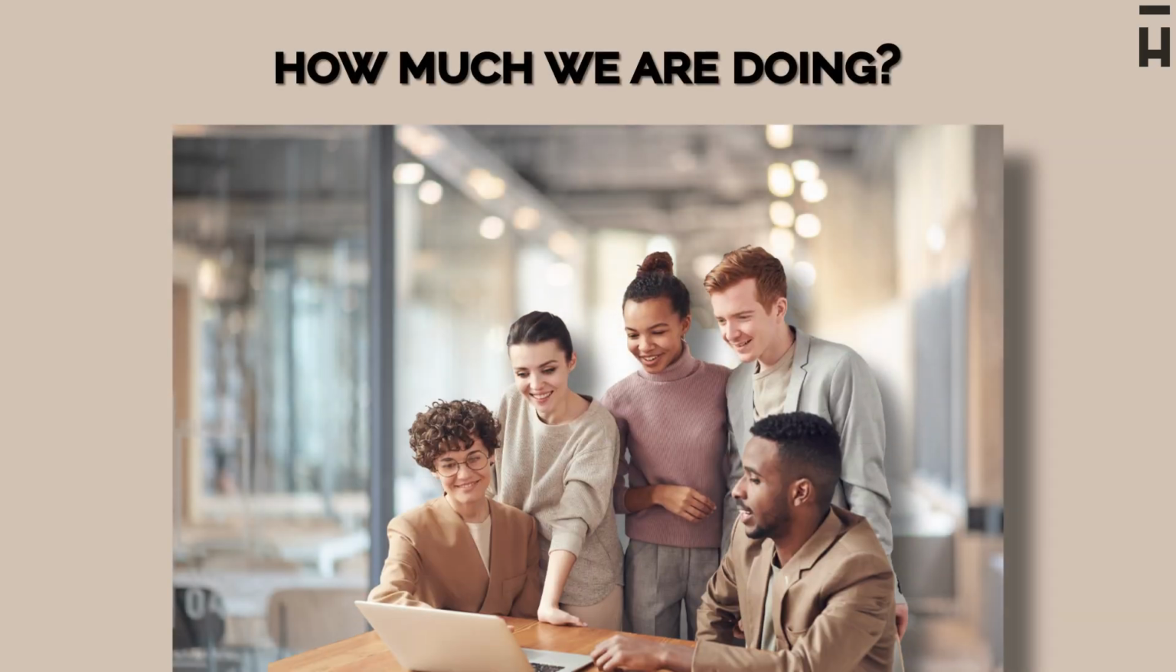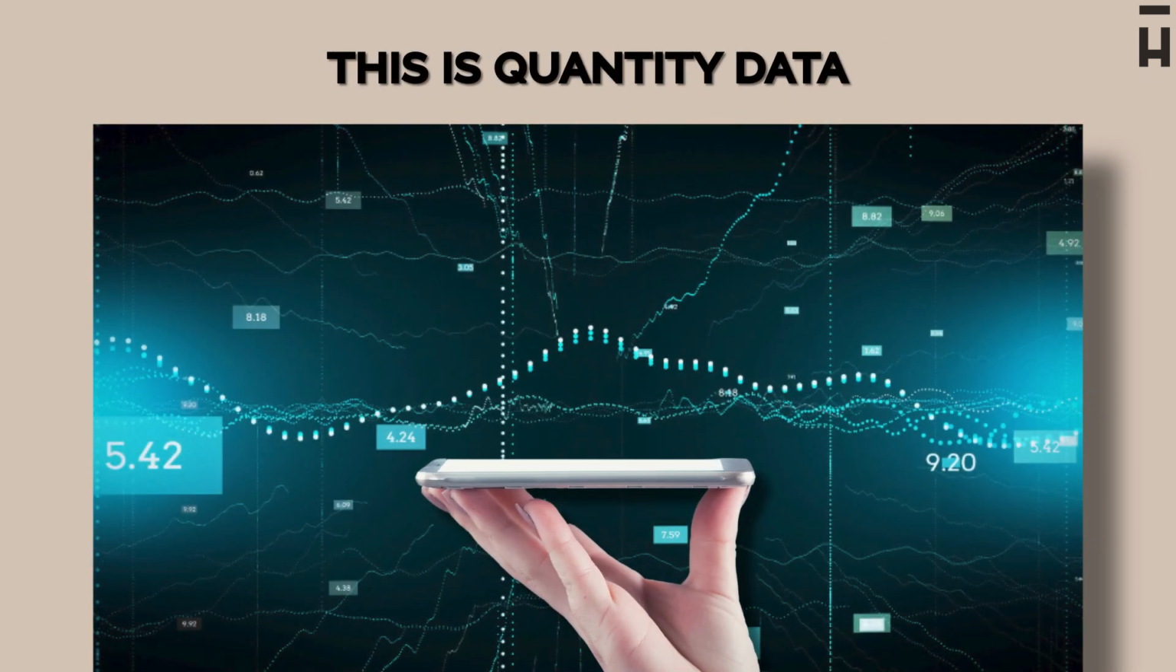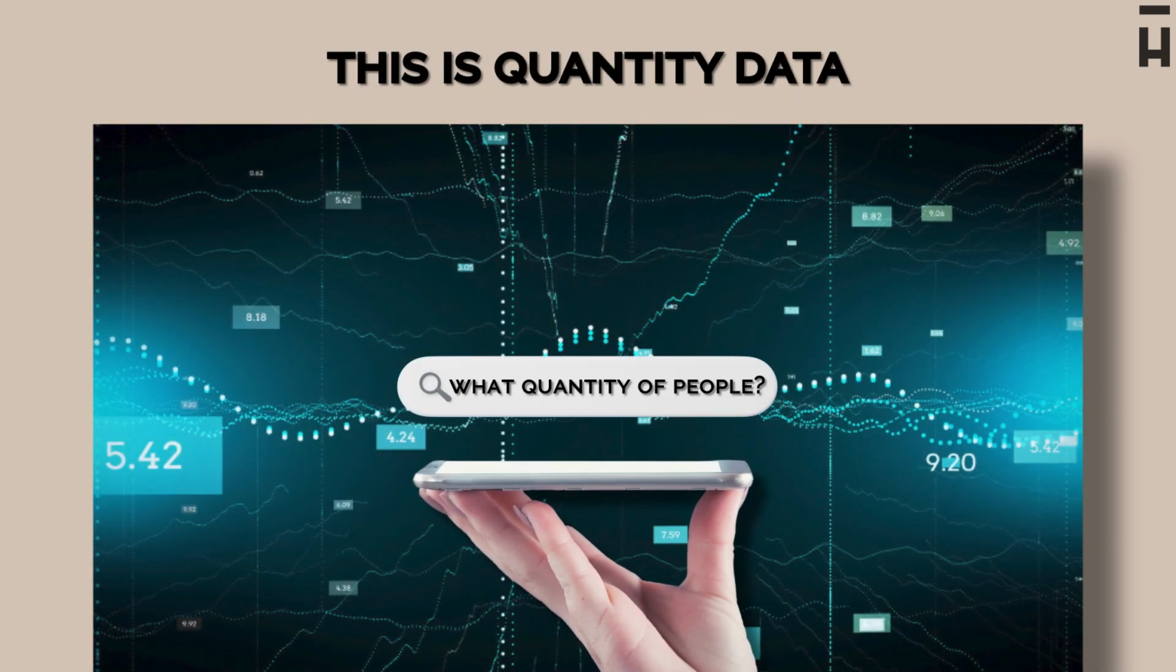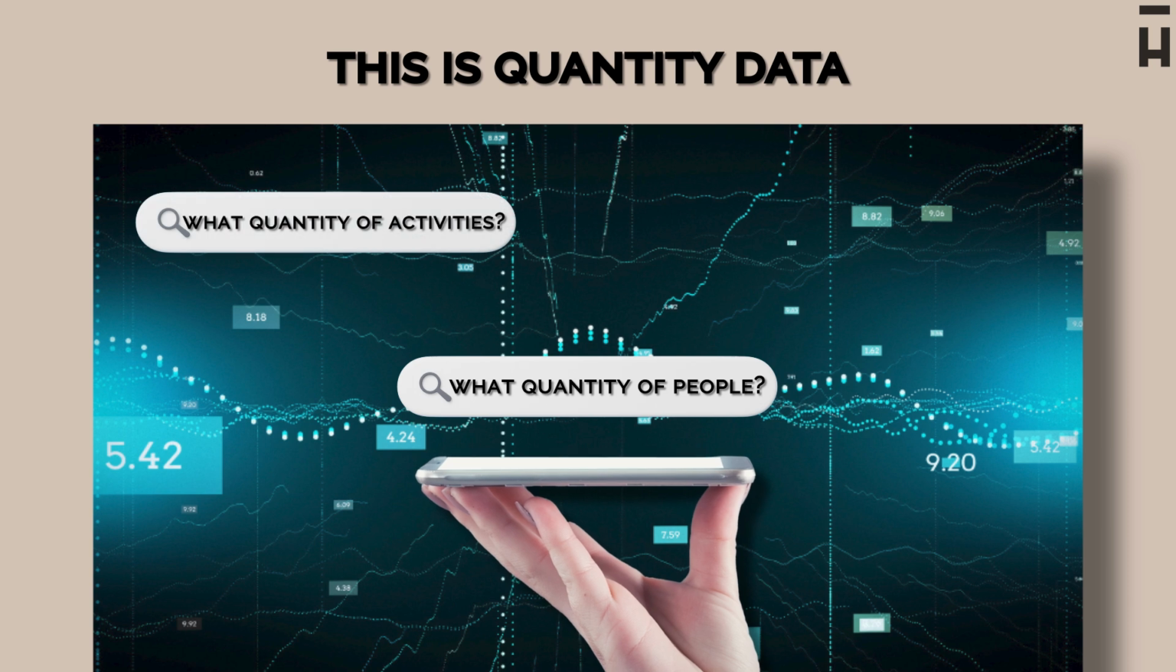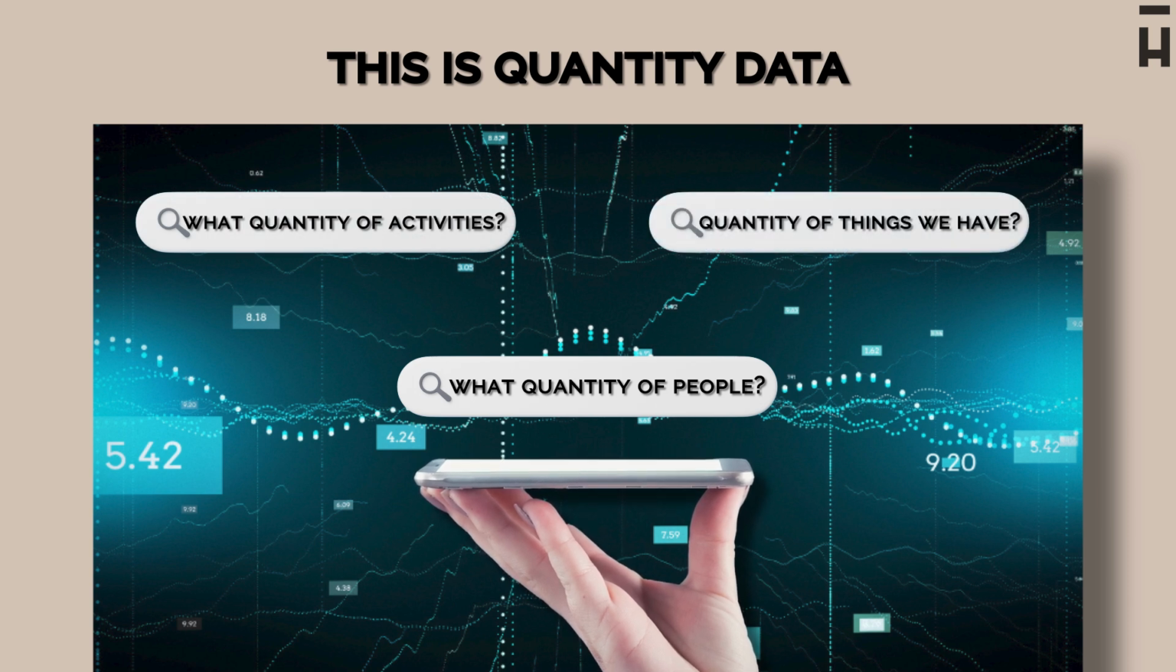The next type of data that we need is how much we are doing. This is quantity data. So what quantity of people, what quantity of activities, what quantity of things do we have? So within the past year, for example, how many people did you serve from different target populations? If you focus on specific age groups or specific demographic groups, specific cultural backgrounds, right, then show how many people you have served from those specific target groups.